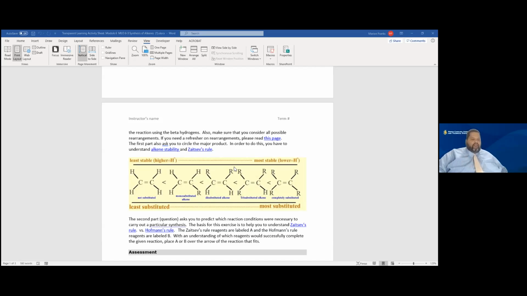And even with that, we also introduce things like Zaitsev's rule, a quick cheat sheet for Zaitsev's rule right in the midst of the transparency sheet, so that it gives them a guide that they can always refer back to, even if they don't have internet access.